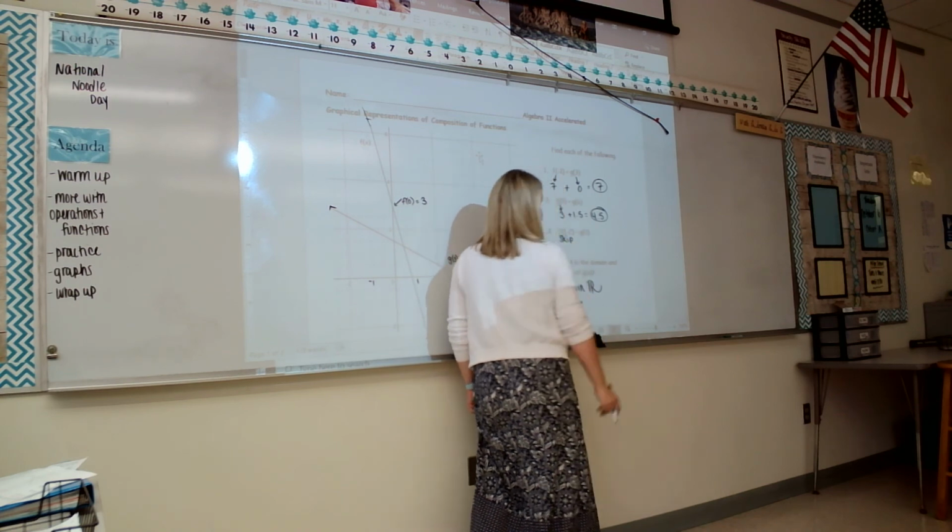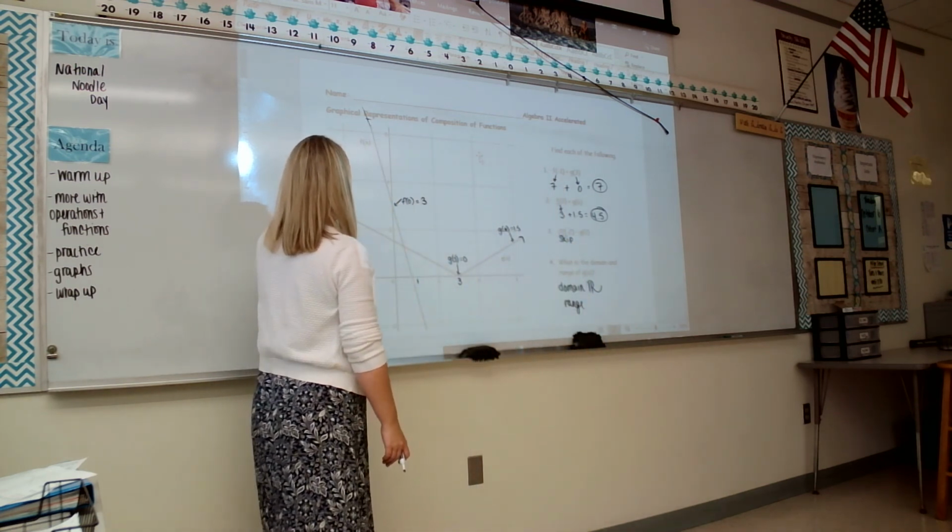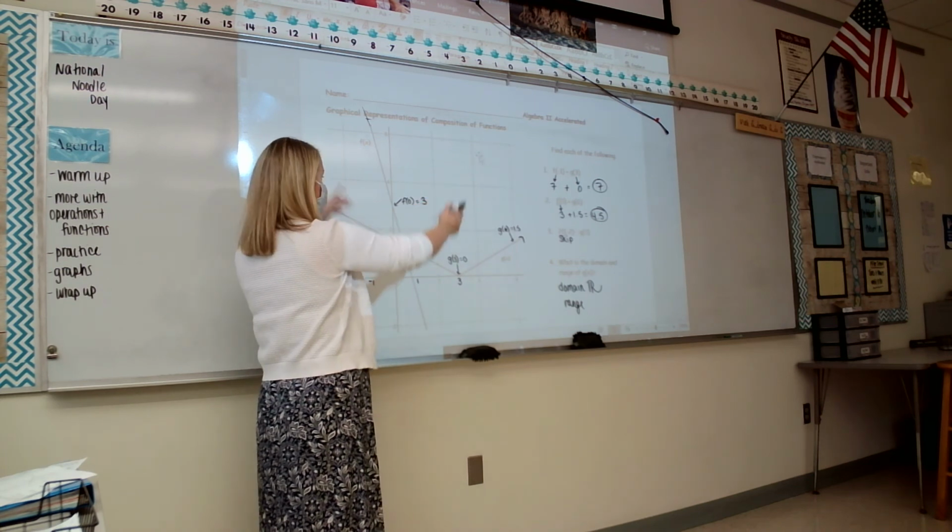The range, on the other hand, is not that way. Because if you think about the range of this, well, yes, it does keep going up in either direction.